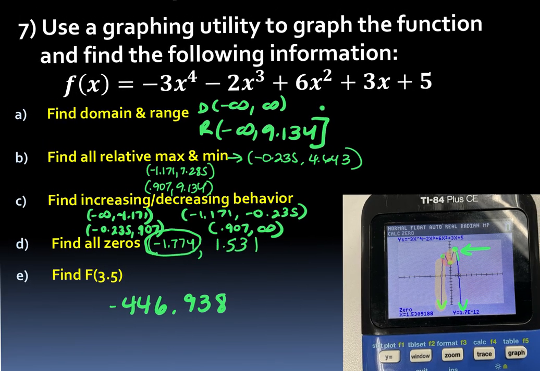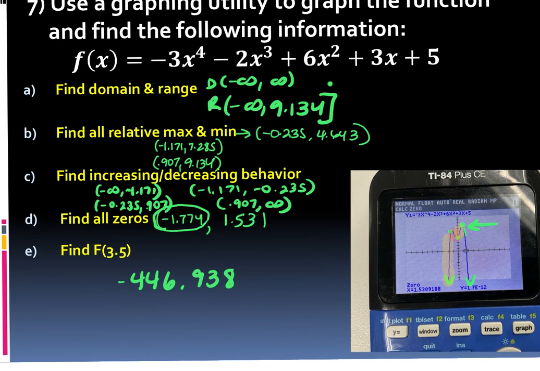How did I get what? You go to second trace and go to value, and then enter in 3.5. Questions?